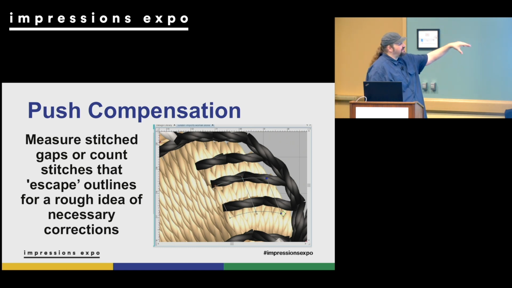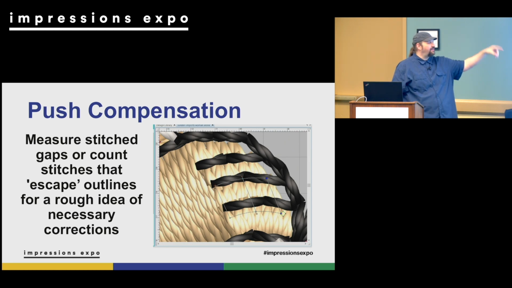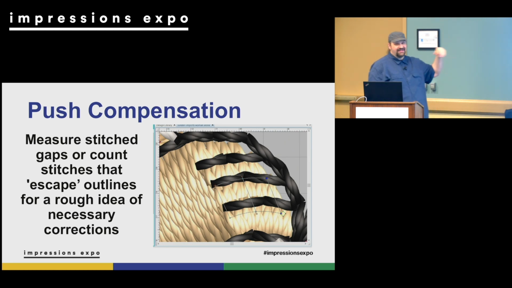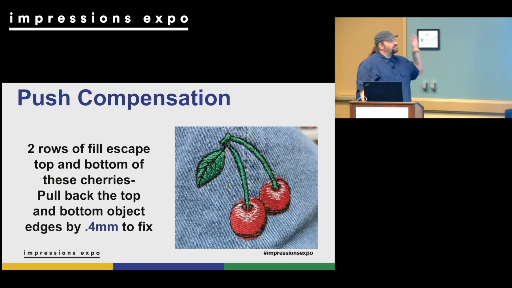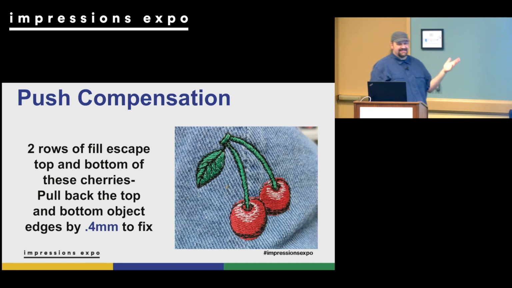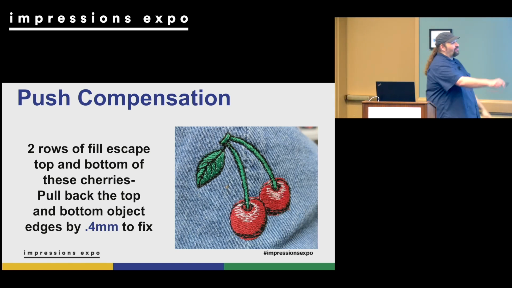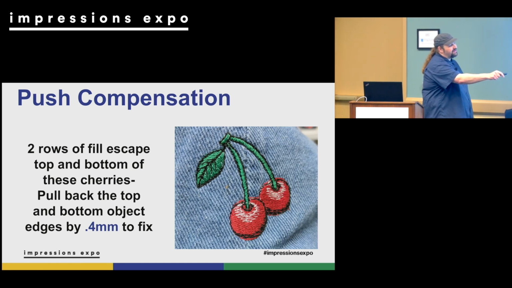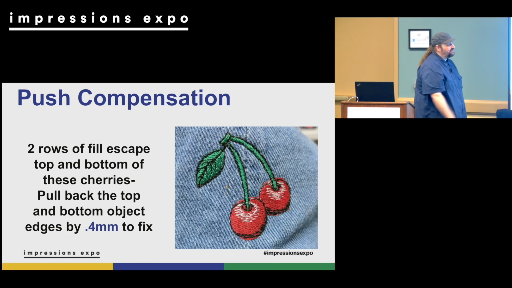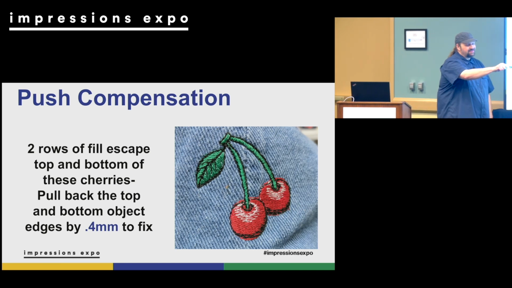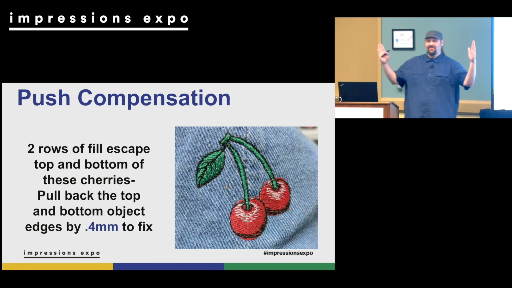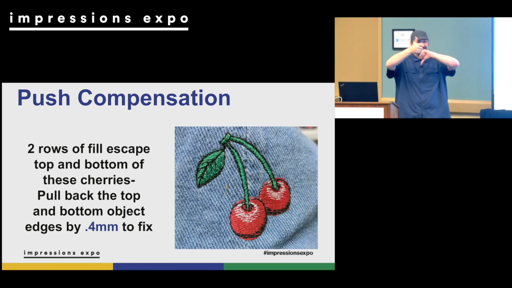So a rough idea of necessary corrections for these push compensation problems is literally counting the number of escaped rows of stitching, and that works pretty well. So 2 rows of filler escaping top and bottom of these. The dad hat that had this little cherry design on it. When I got it done, I can see that I've got about 2 rows of this red stitching popping out top and bottom. Because I have a roughly horizontal stitch angle that's going through this thing, I can tell you it's going to pull this way, it's going to push this way.